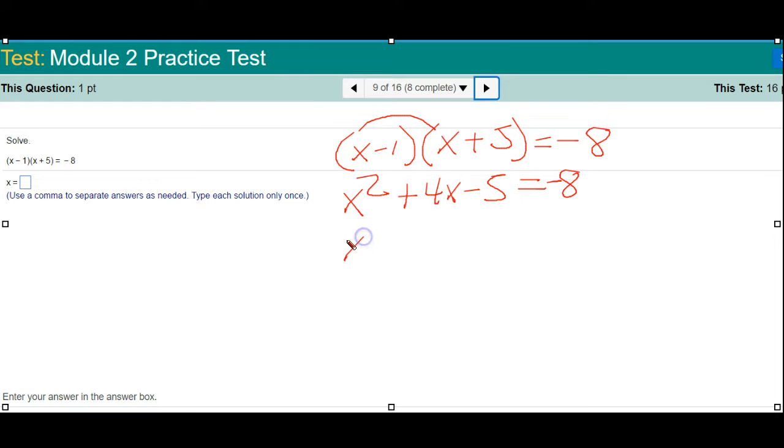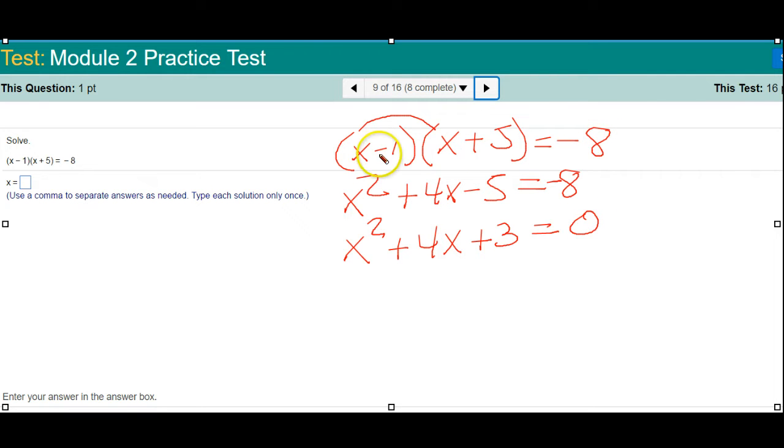Now when we do that, and by the way that was a negative 8, be careful of your signs. So a negative 8 on this side, this becomes a 3, positive 3. And now that's in standard form.